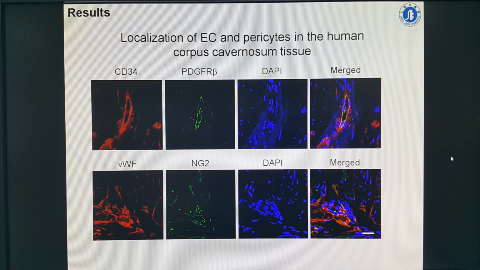In Figure 1, we can see positive immunostaining with endothelial cell and pericyte markers in human corpus tissues. It means the EC and PC exist in human corpus tissues.